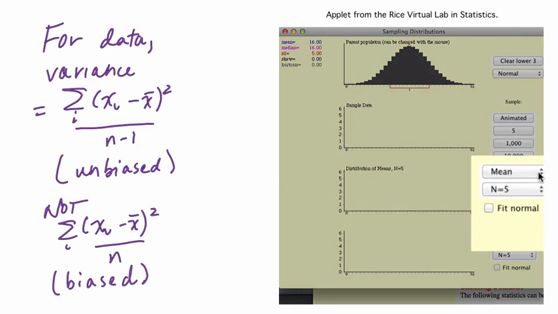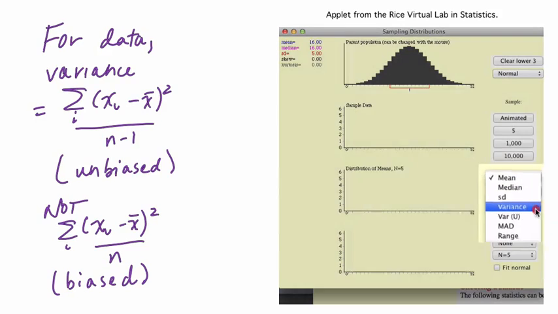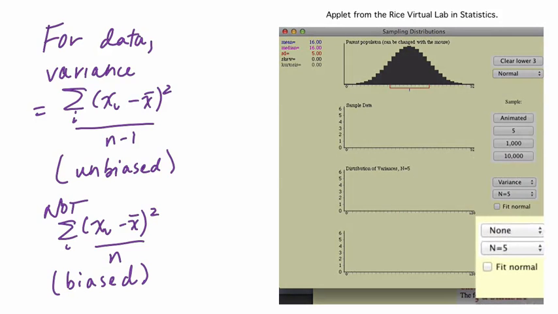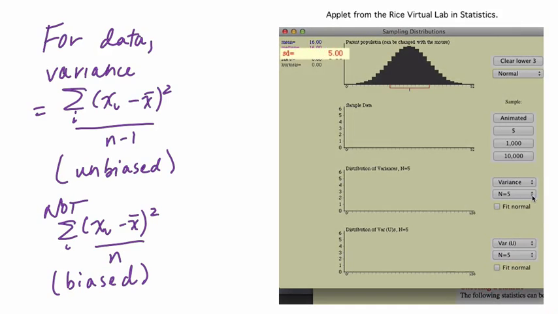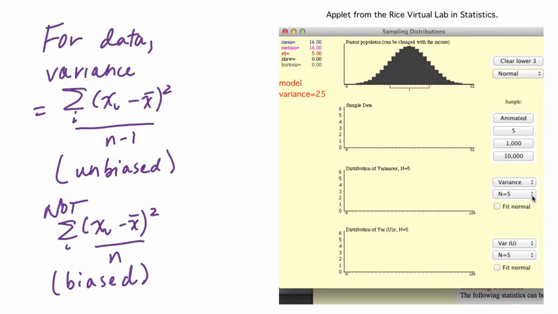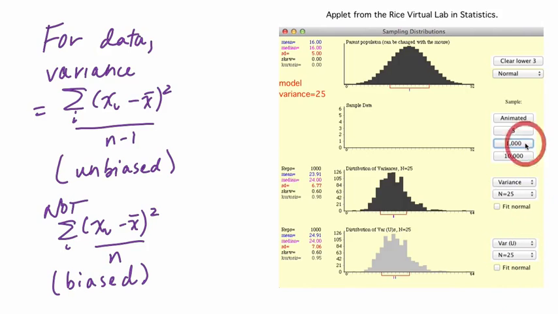Choosing variance from the menu gives the biased version, that is, divided by n. The version of variance in the applet with the u is the unbiased version, with n-1 in the denominator. We'll start again with a theoretical model that's a normal distribution with standard deviation 5, or more importantly, the variance is 25 then, which is what we're trying to estimate. Let's take samples of size 25, and we'll randomly simulate 1,000 data sets and compare the distributions of our two versions of the variance.